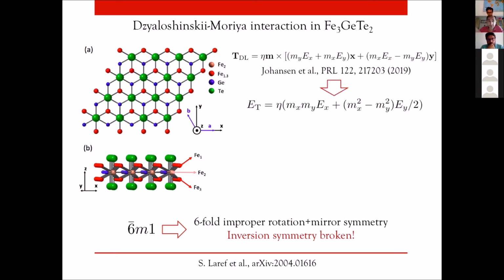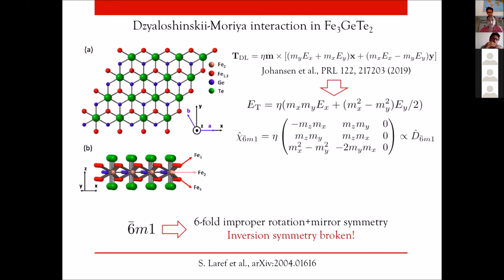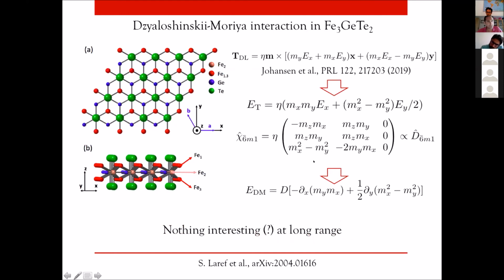So then you can use this kind of procedure and compute the Dzyaloshinskii-Moriya tensor. So we get this kind of tensor here. And if I rewrite it in the continuous limit, I'm going to have this kind of total derivative. And you see that it's not the regular Dzyaloshinskii-Moriya you would have at an interface. It's something that is a bit more strange. And if you analyze that, you realize that you cannot stabilize anything interesting there, not in the long-range limit, at least. So that's just for the continuous limit.